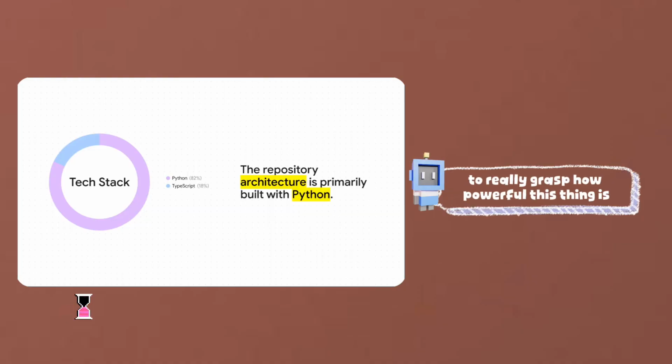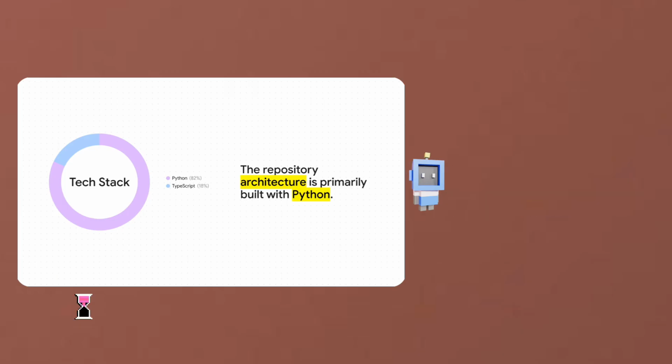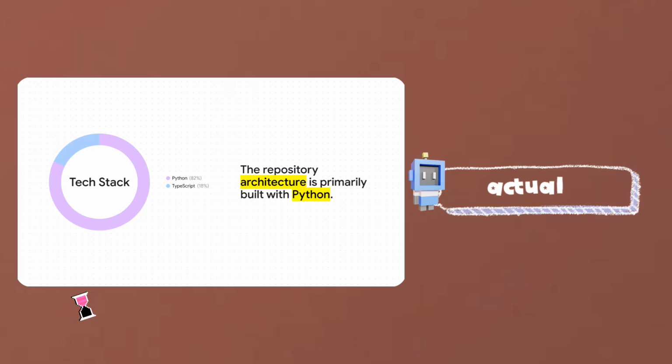To really grasp how powerful this thing is, we need to take a quick peek under the hood. The core architecture is heavily Python-based, making up about 82% of the codebase, actually. That robust Python core is what's driving the agentic loop and the backend tool routing. The other 18%? That's TypeScript, which powers a really sleek optional web front end, just in case you prefer browsing your sessions visually rather than staring at the raw terminal. It's a beautifully balanced modern setup.